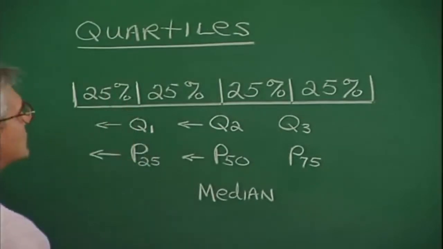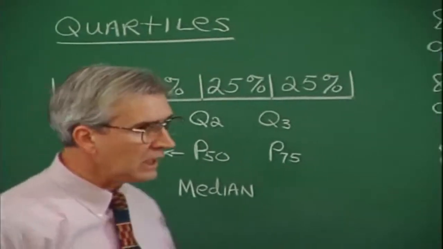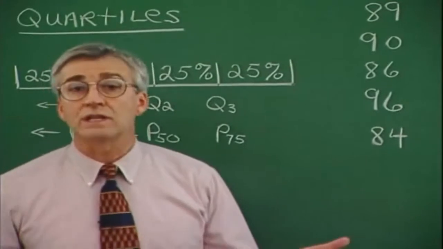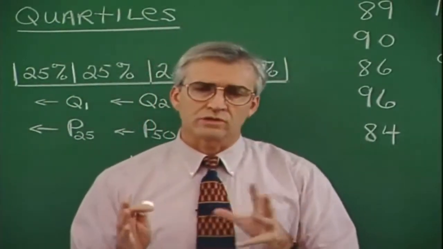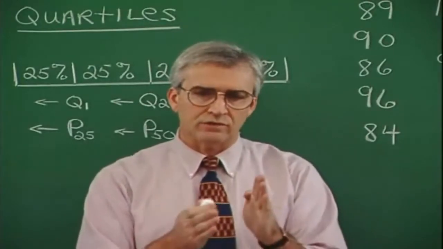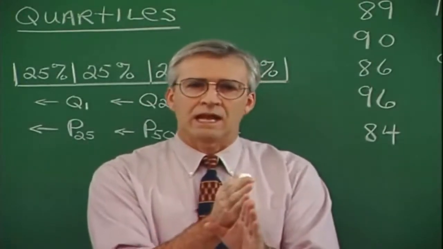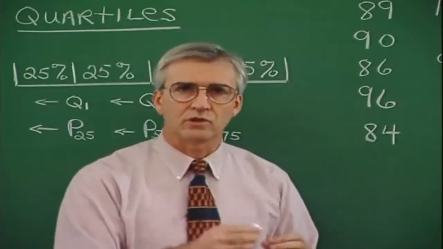Let's talk about how to set up quartiles. We have to first arrange the information, and then we're setting it up into quarters. The easy way to do that, I think, is to divide the data in half and then divide the halves in half. Let me show you what I mean.